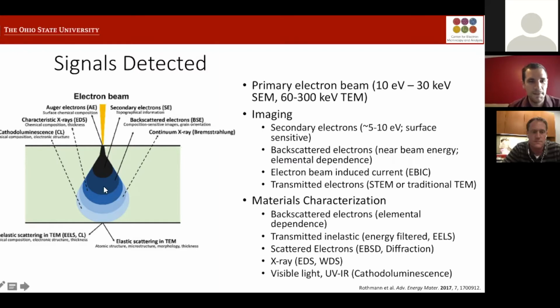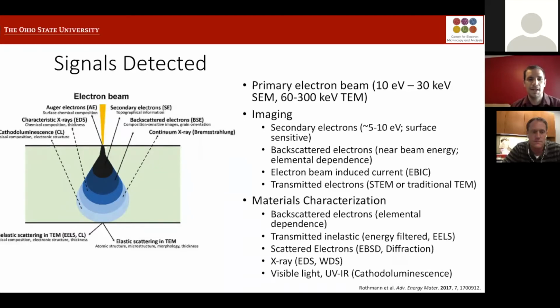And then penetrating a little bit further into your sample, you'll get signal from backscattered electrons, which give you information based on the composition as well as some grain orientation information. And then one of the main characterization techniques that people use in the SEM, energy dispersive X-ray spectroscopy, has a fairly broad interaction volume as well, as you can see there. So you have to be aware of that spatial resolution.